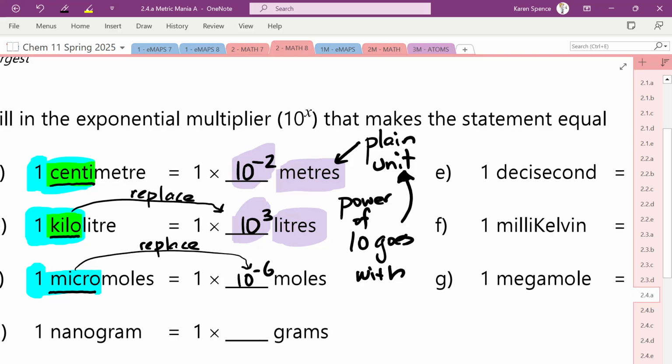You guys are awesome. The one goes with the prefix. The one goes with the prefix. What does the one go with? Right.